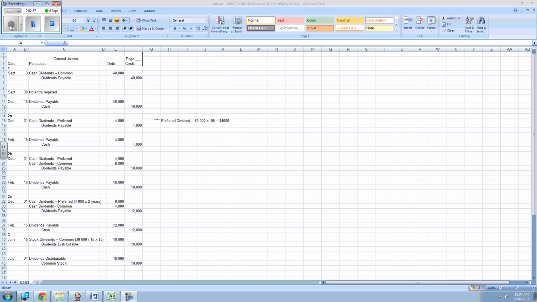And the last question, it's a stock dividend, and they have $30,000 stated common shares, and they're declaring a stock dividend. So at the date of declaration, they're going to debit stock dividends and credit dividends distributable. The calculation is they're giving 1 share for every 15 held. So if you have 30,000 shares divided by 15, you multiply that by 5, giving you 10,000 worth of shares being distributed. And then when you actually distribute the stock, you debit dividends distributable and credit common stock.